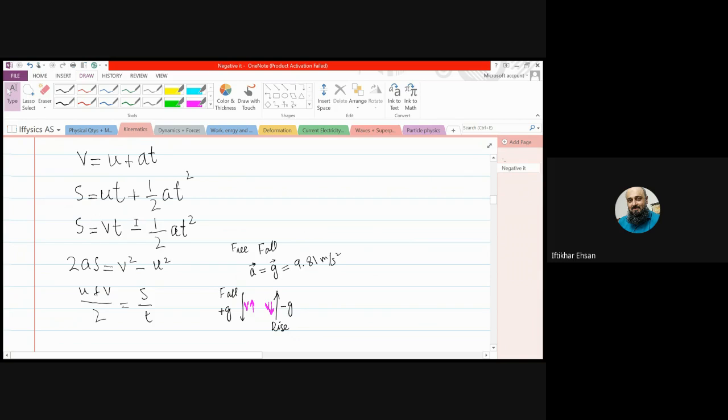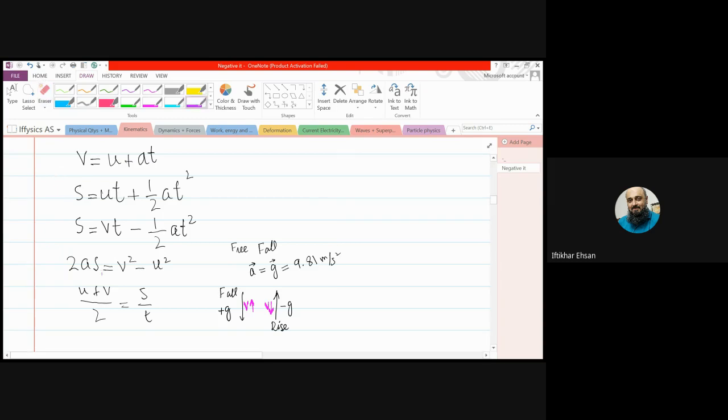The second equation of motion has two different forms. How to remember that? If it is ut, it will be with a plus. Both are the same actually. I shared the derivation of both last time. So if it is ut, it will be plus half at square, and if it is vt, the final velocity, then it will be minus half at square. Right? Clear?